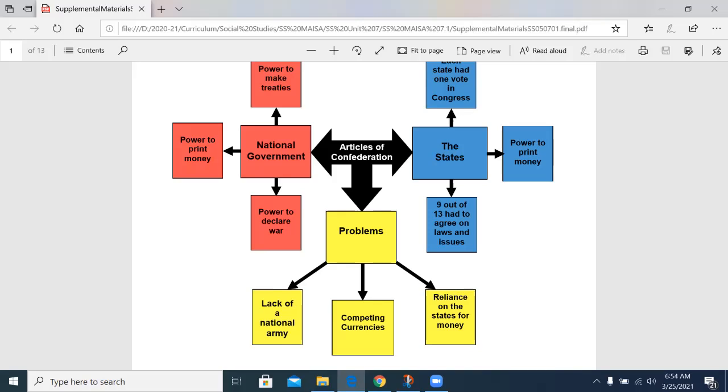Now, there are some good ideas in it, and some of these details do survive through our current Constitution. But again, it's not perfect.